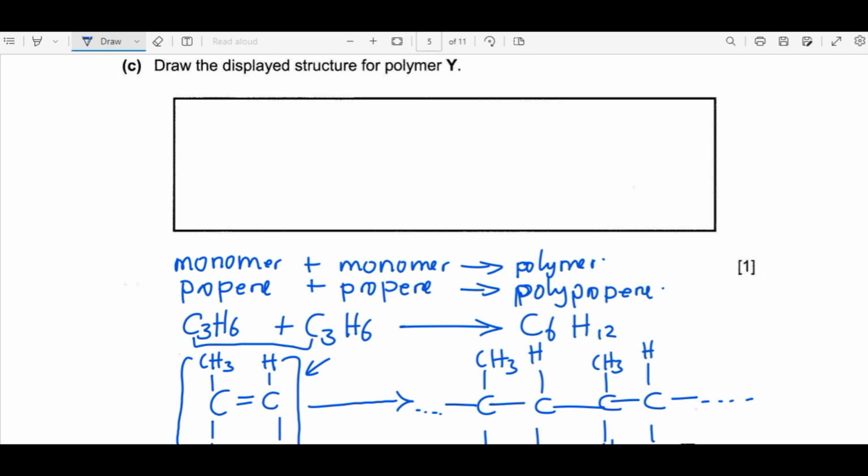Now to summarize our work, we just use this. This is our polymer. Then we can enclose it in brackets. Then we put n here.